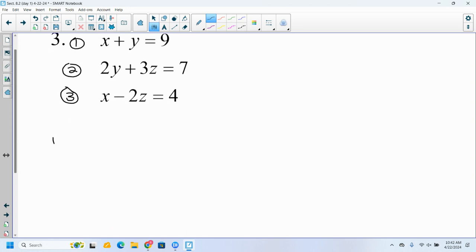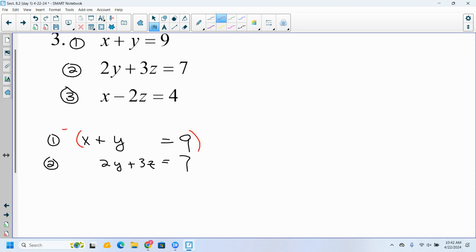Now I'm going to rewrite this. So equation 1, and I'm going to put a space where it's missing the variable. I'm going to write this as x plus y, and I'm going to leave a spot for the z, even though it's not there. And then the second one is going to be 2y plus 3z equals 7. So I'm going to eliminate the y by multiplying the first one by -2. And that gives me -2x minus 2y, and I'm just going to put down plus 0z equals -18.